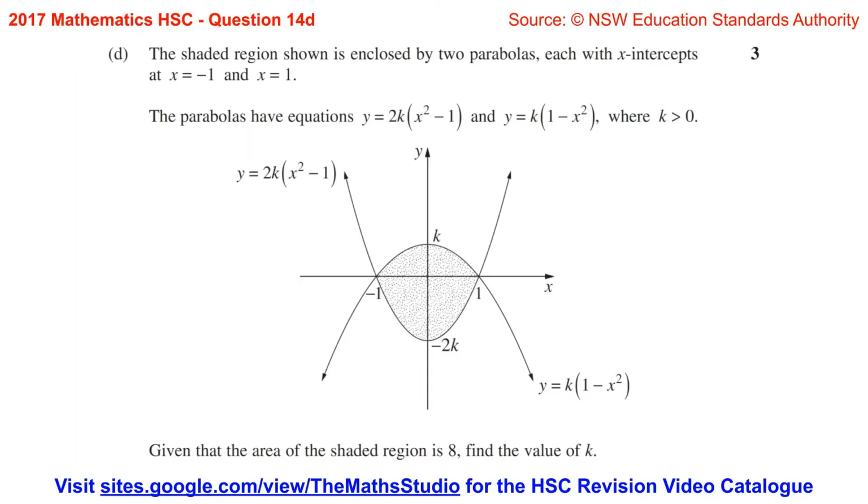Question 14d. The shaded region shown is enclosed by two parabolas, each with x-intercepts at x equals -1 and x equals 1. The parabolas have equations y equals 2k times (x squared minus 1) and y equals k times (1 minus x squared), where k is greater than 0. Given that the area of the shaded region is 8, find the value of k.